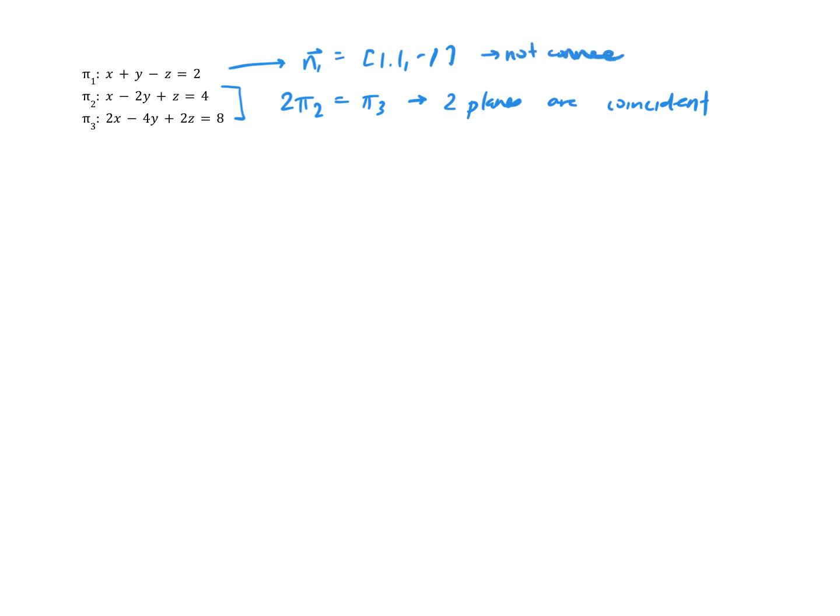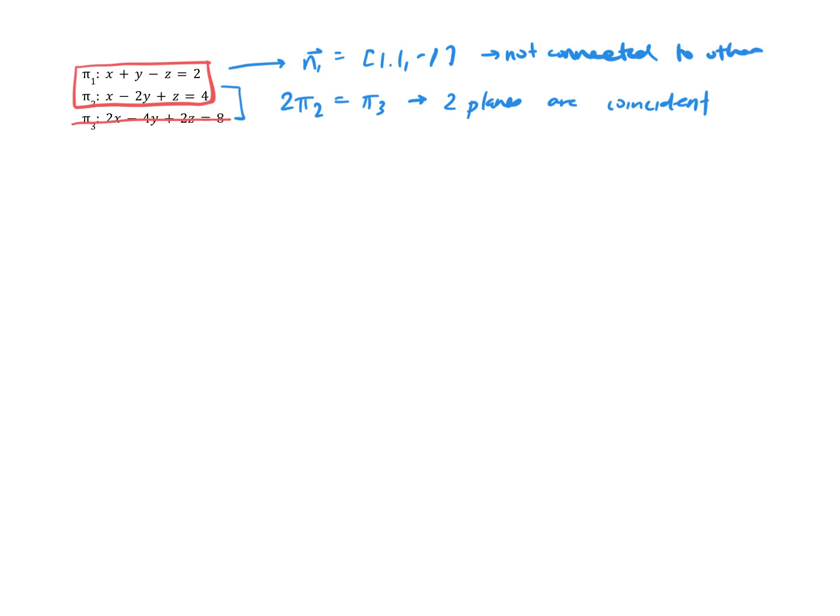Not connected to others. And the minute I see this, I don't really have to test to see if they're coplanar. If I have 2 planes that are coincident and one that's not, there has to be a line of intersection here, because now it just looks like a 2-plane setup. I can solve this just using plane 1 and plane 2, because at the end of the day, plane 3 is the same as plane 2. So I don't even need this at all. So once I'm there, I'm back to a 2-plane setup. And let's get that line of intersection.